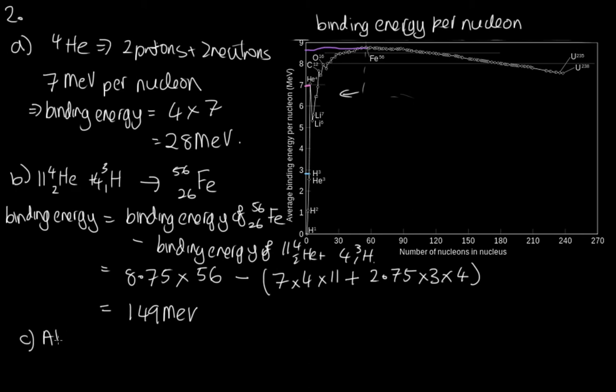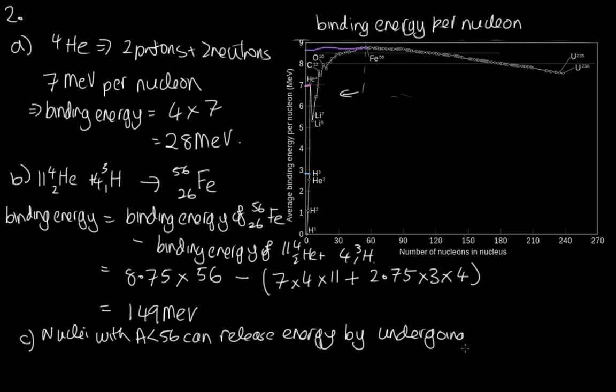So atoms, let's not call them atoms, let's call them nuclei. Nuclei with A less than 56 can release energy by undergoing fusion, which is sticking together. And then these ones up here release energy by becoming smaller, so by fissioning or breaking apart.